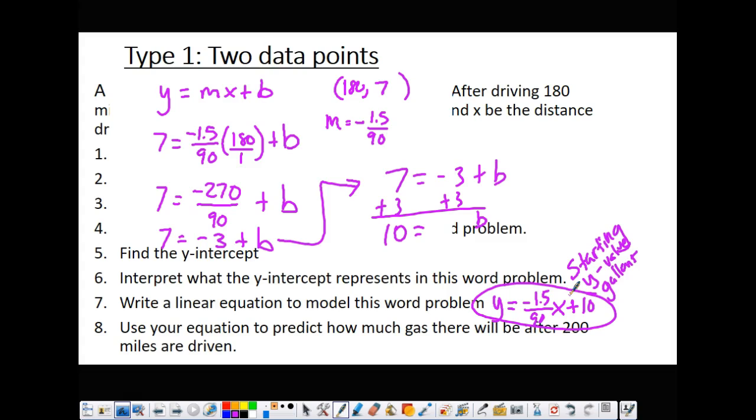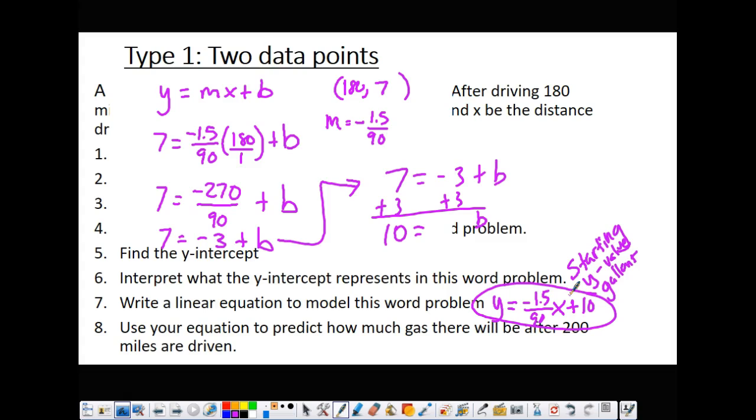It says, use your equation to predict how much gas there will be after 200 miles. Okay. Can I erase? I'll wait a little bit. Are we supposed to write all this on the paper? Doesn't matter. I would keep whatever you do with that paper. Staple it or draw on there, whatever you want. Y'all good? Anybody else still writing?